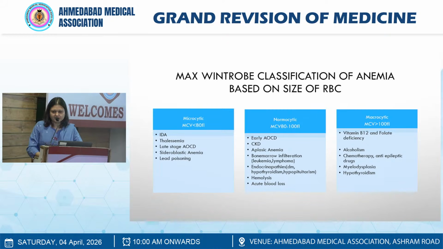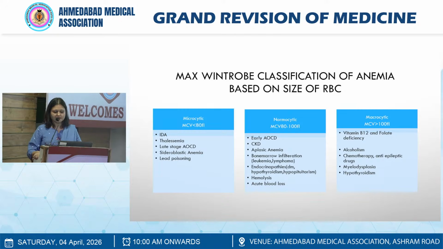Normocytic anemia, when MCV is between 80 to 100 femtoliter. It is seen in early AOCD, CKD, aplastic anemia, bone marrow infiltration like in leukemia, lymphoma, endocrinopathies, hypothyroidism, hypopituitarism, hemolysis and acute blood loss.